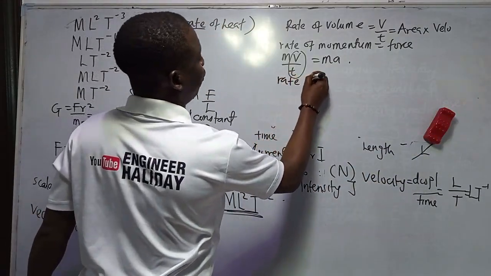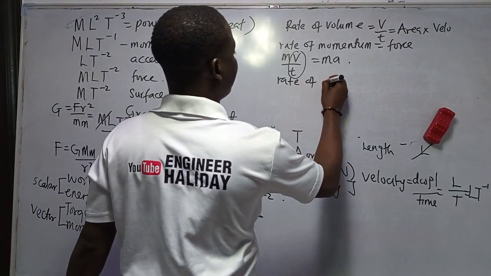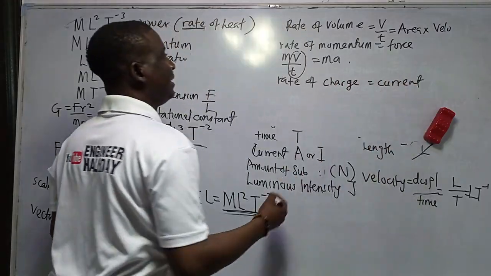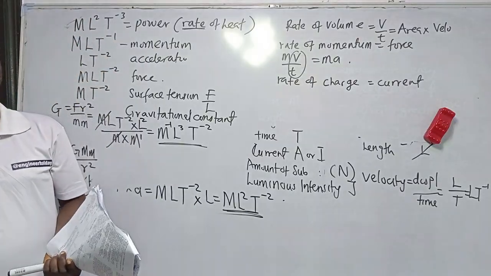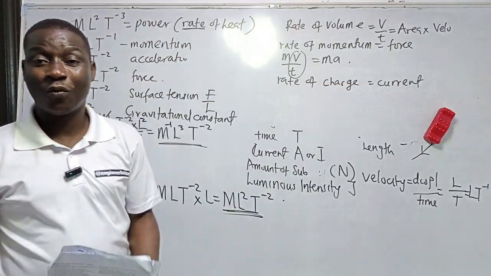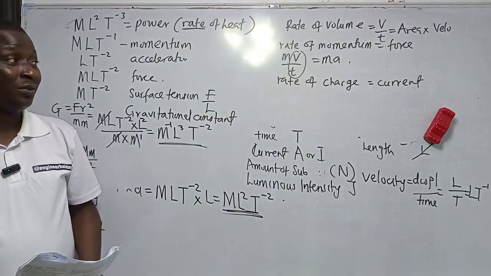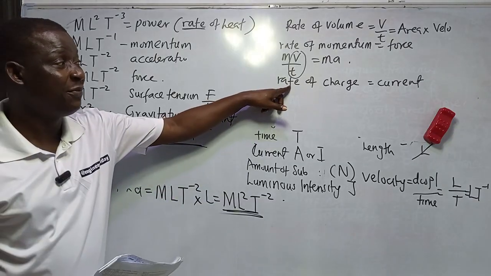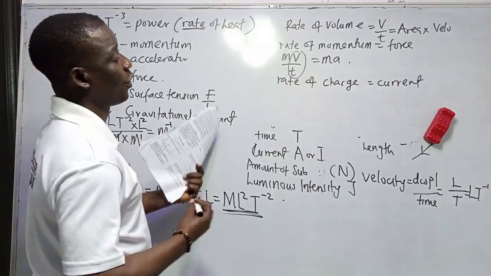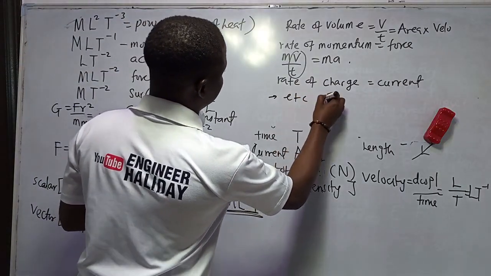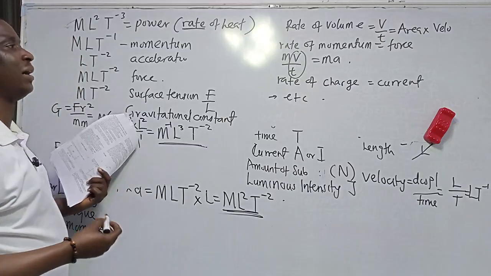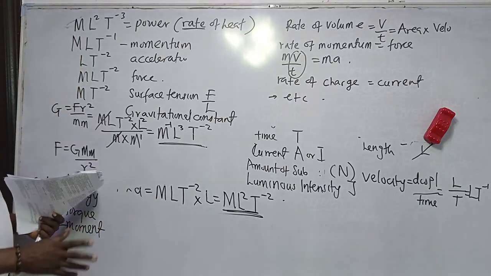Then we can have rate of charge. Rate of charge is current. Rate of charge is not itself a fundamental unit, because it is referring to current. Don't forget, electrical current is a fundamental quantity. So if they say rate of charge, they are referring to current. So and so forth. You can have a lot of them. Rate of work is power, or rate of energy is power, and so forth.